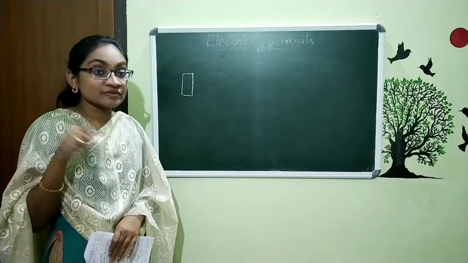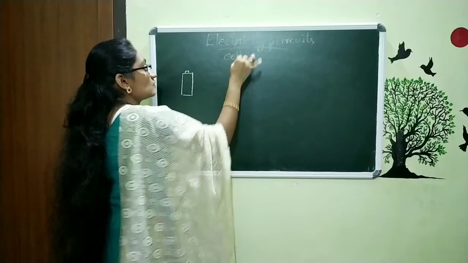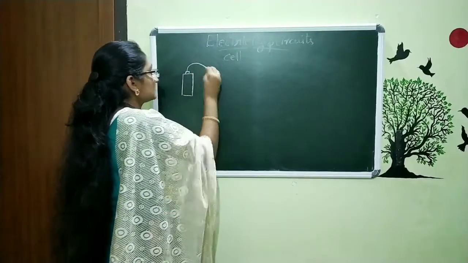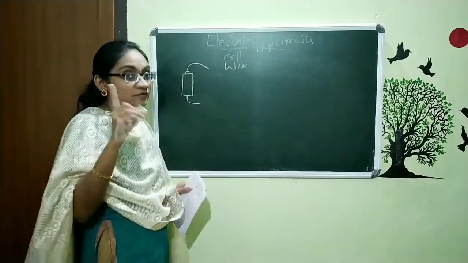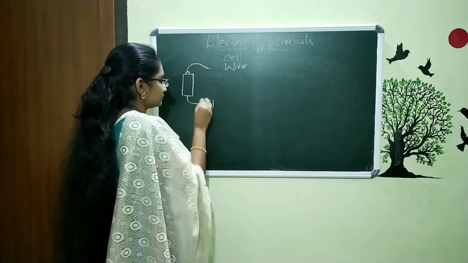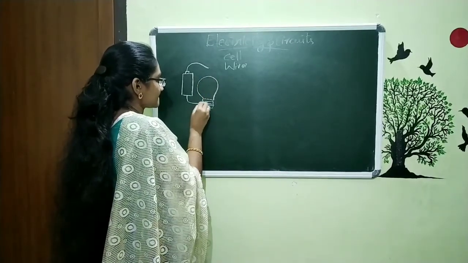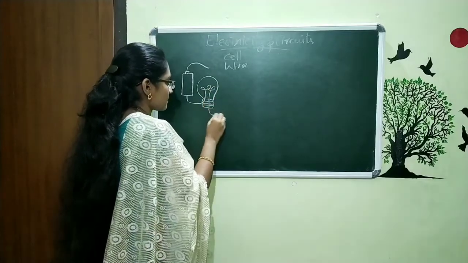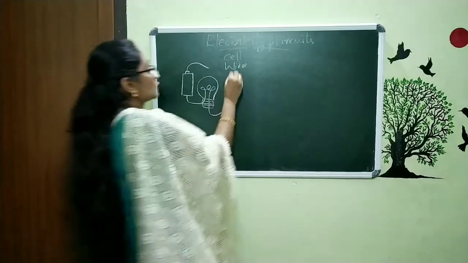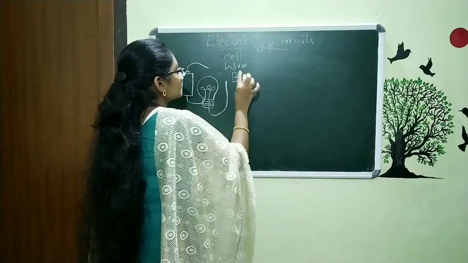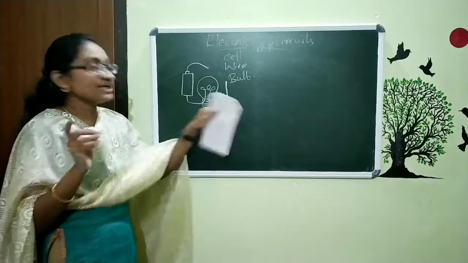For that, I want to design one circuit. That we are going to look at. For that, we need one cell, some connecting wires, and also one bulb. This is our setup. For our setup, we want one cell, some wires and a bulb.